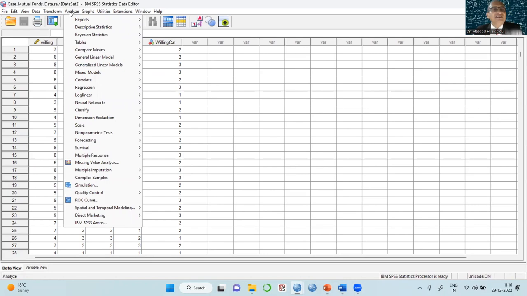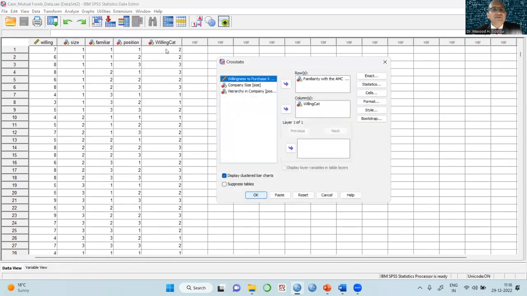We go to Analyze, then Descriptive Statistics, and there we select Crosstabs. These two are the variables, and this is the layer. We can have more than one level of layers also. It is very useful in data sets with demographic characteristics, especially survey data, because in survey data we collect information on a number of demographic variables, and all our analysis would be subdivided into those categories.